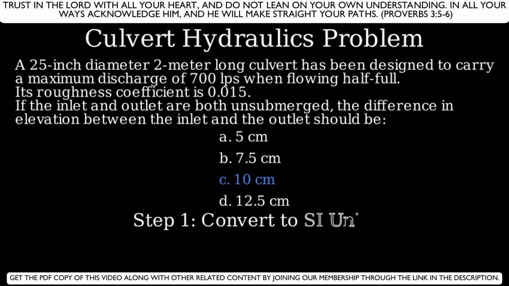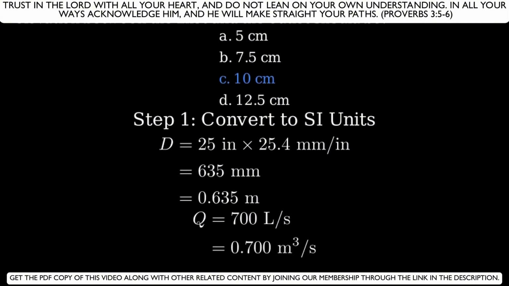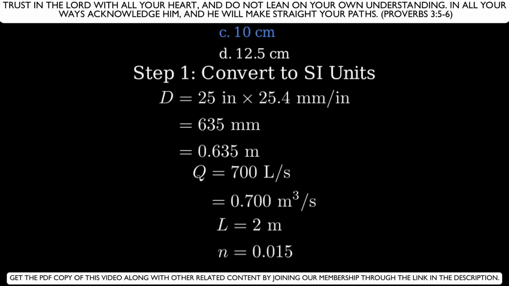To solve this problem, we first need to convert all values to consistent units. Since we're working with hydraulic calculations, we'll use the International System of Units, or SI units. First, let's convert the culvert diameter from inches to meters. 25 inches multiplied by 25.4 millimeters per inch gives us 635 millimeters, which is 0.635 meters. The flow rate of 700 liters per second is equivalent to 0.7 cubic meters per second. The culvert length is already given as 2 meters, and the Manning's roughness coefficient of 0.015 is already dimensionless, so no conversion is needed there.